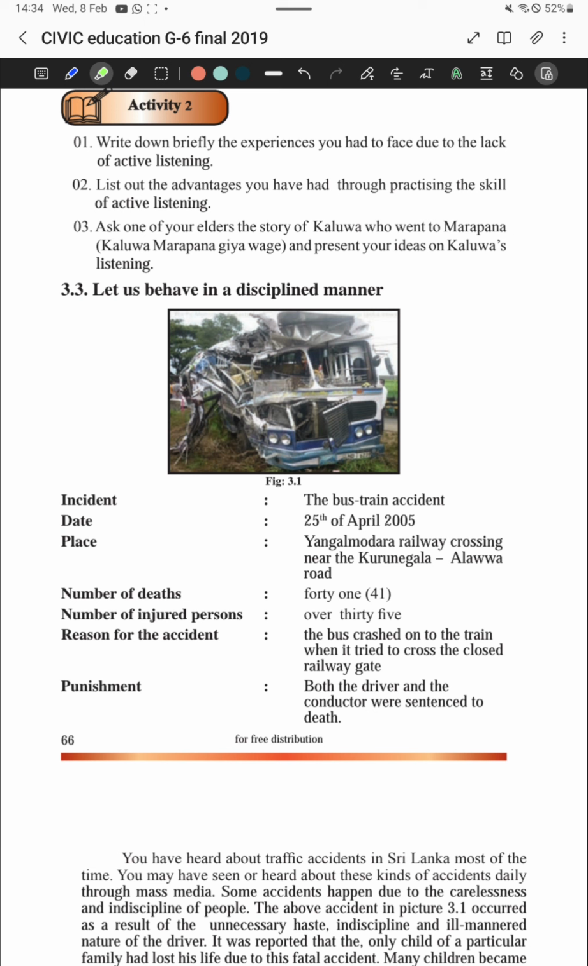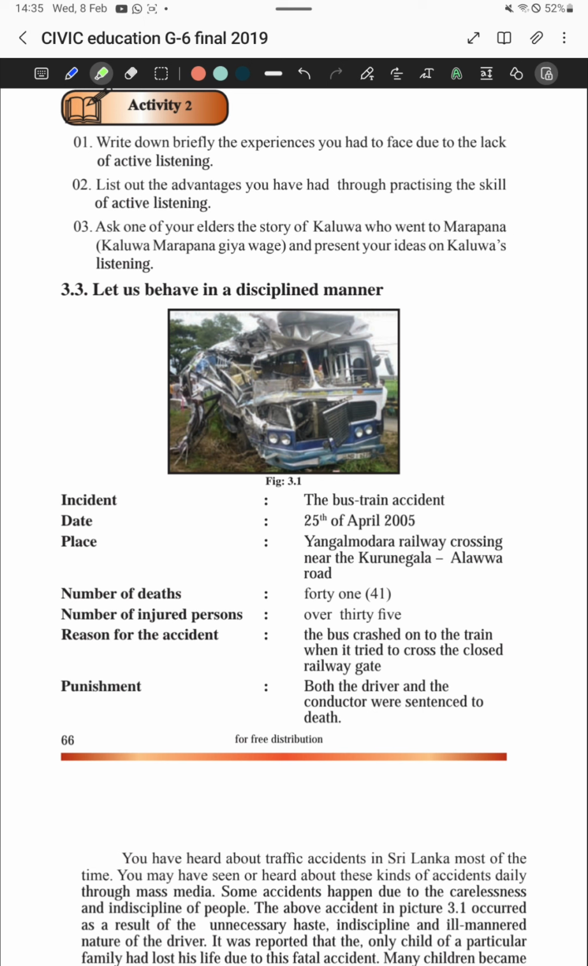disciplined, or how to behave as a disciplined person. So to behave in a disciplined manner, you must concentrate on the things to be followed, right? So you can see in the photo, there's no discipline, right?